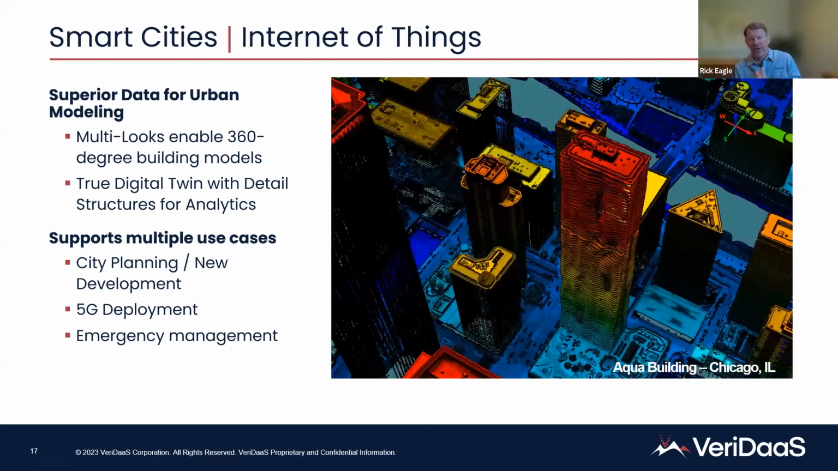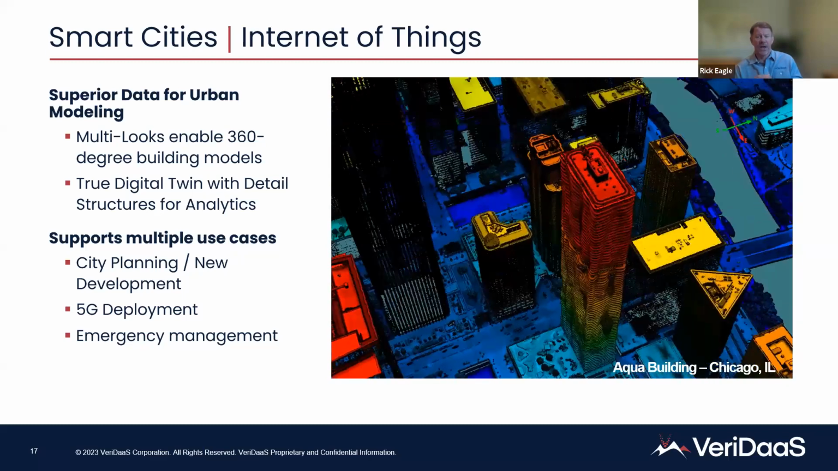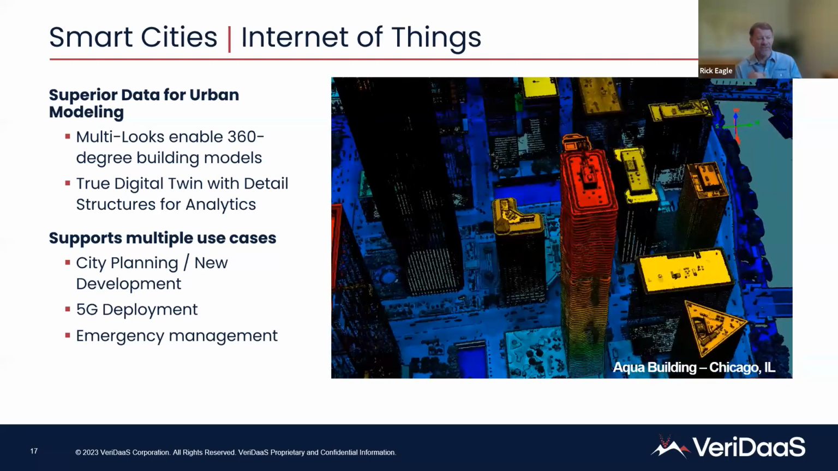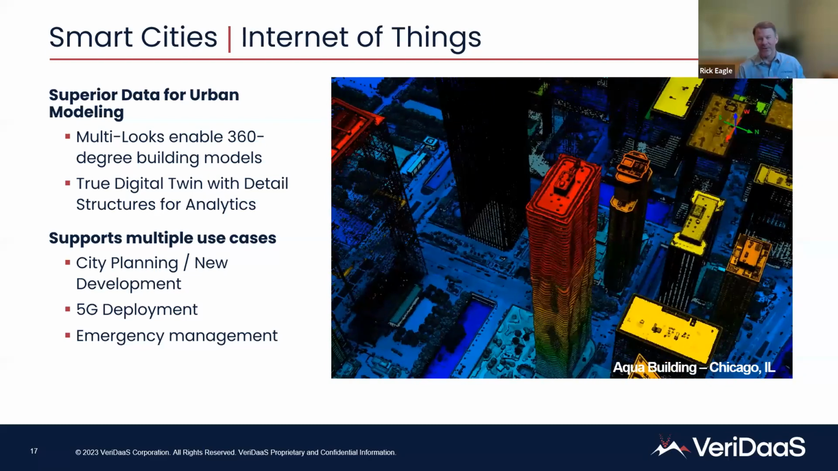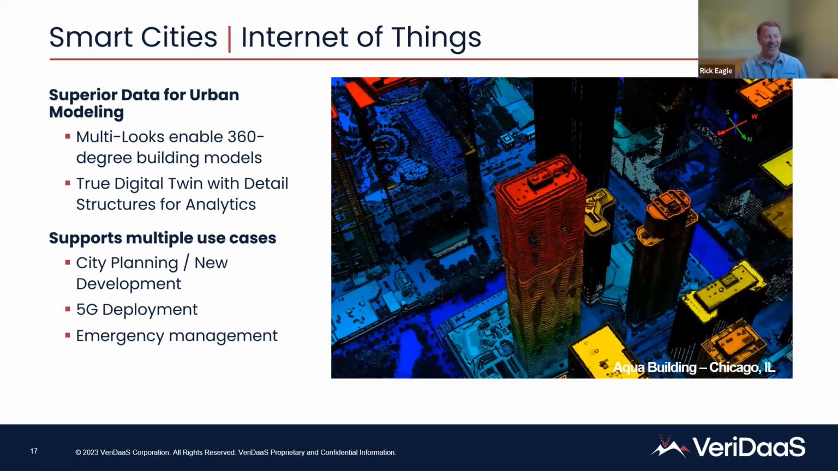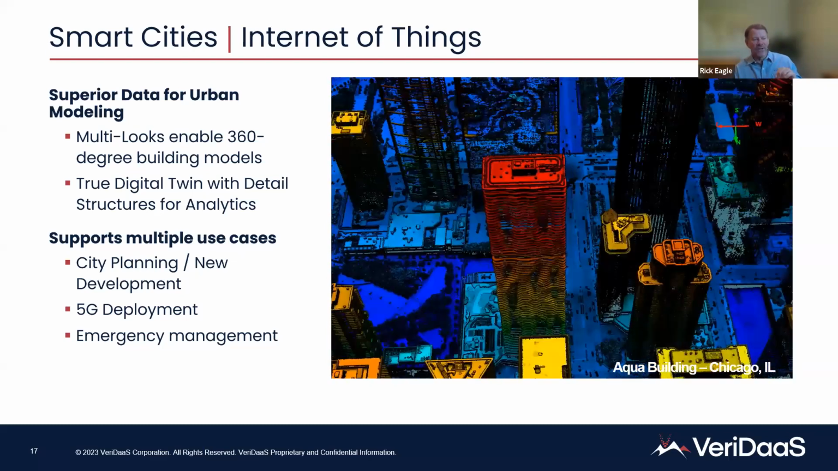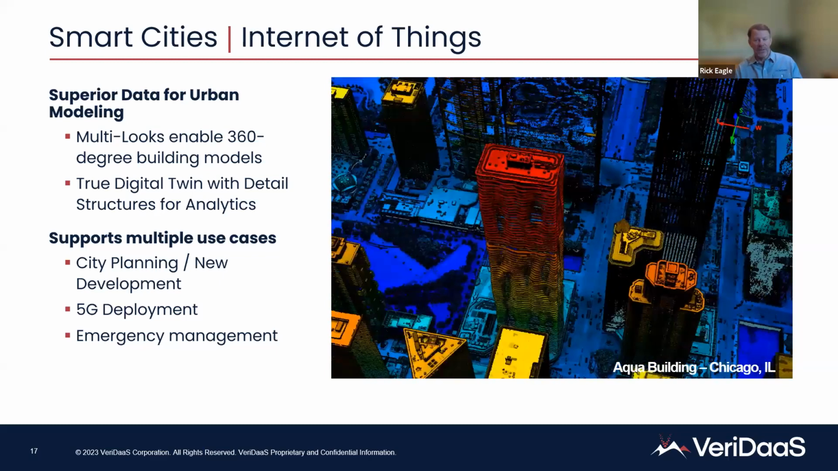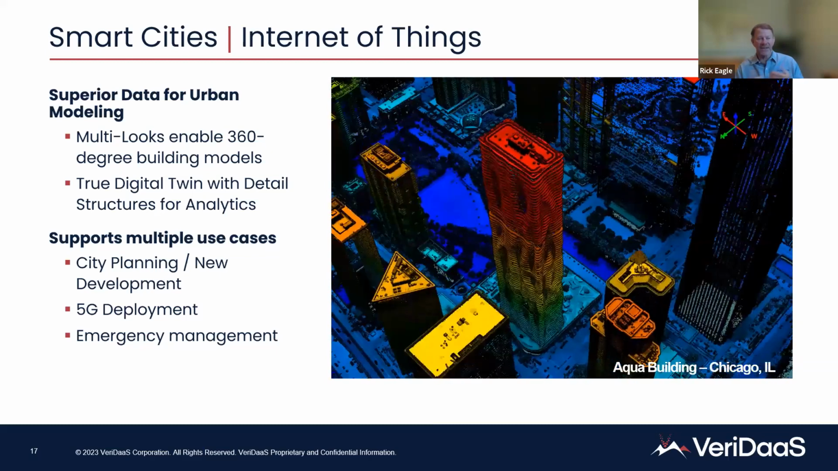Another example of where the data is often used is in telecommunication. This model here is of downtown Chicago, and that's a really cool building. It's this wavy building called the Aqua Building. Those waves aren't distortions in the LiDAR. That's actually the way the building looks. It's a neat building, and in this image you really see our ability to get extreme levels of detail.